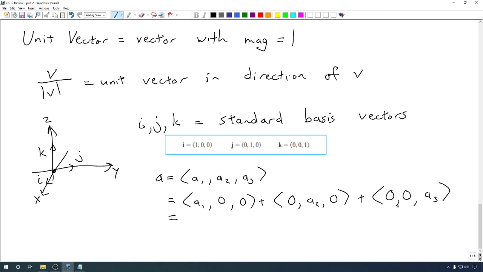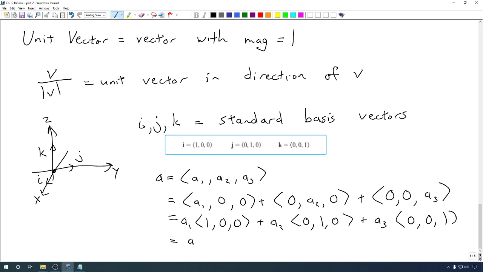But then I can also pull out the a1, a2, and a3. Remember, with scalar multiplication, a1 times 1, 0, 0 is the same thing as a1, 0, 0, because we multiply a1 by the 1, the 0, and the 0. Of course, a1 times 0 is still 0. We can do the same thing with the other two. Our second vector is a2 times 0, 1, 0, and our third vector is a3 times 0, 0, 1. These three vectors are just i, j, and k. This is a1 times i plus a2 times j plus a3 times k.